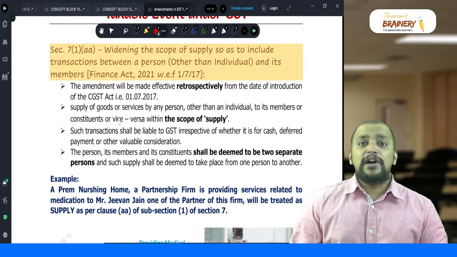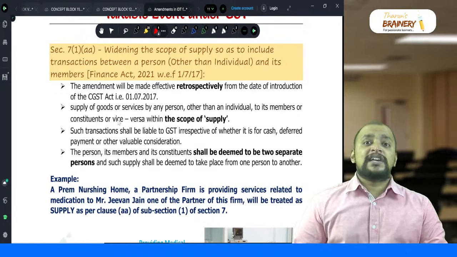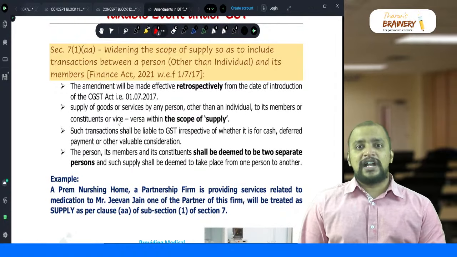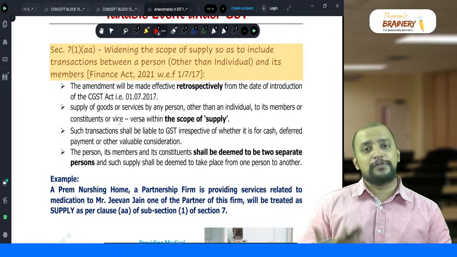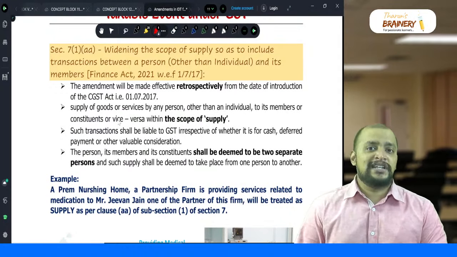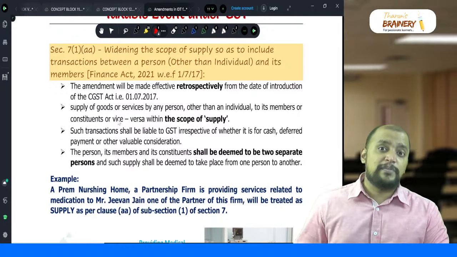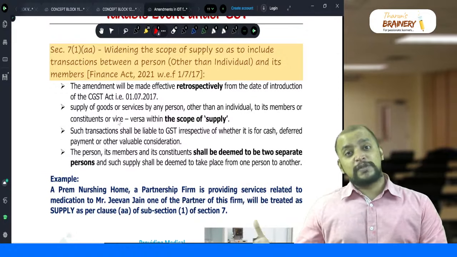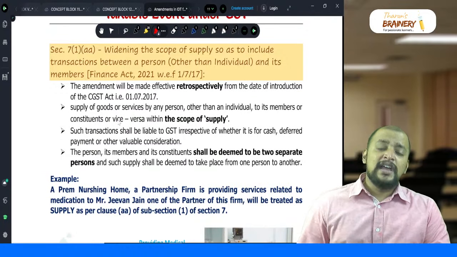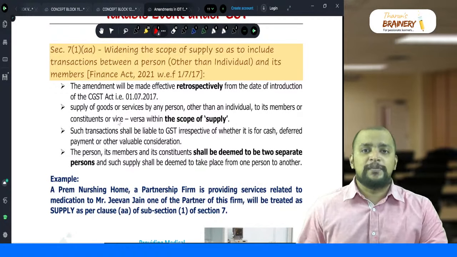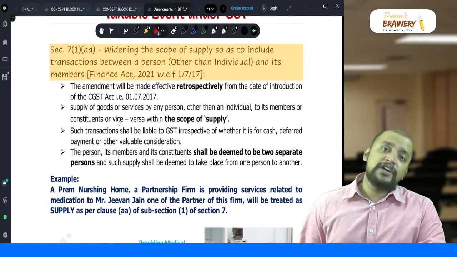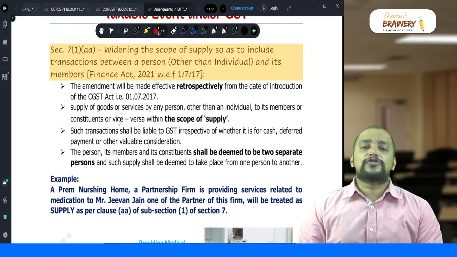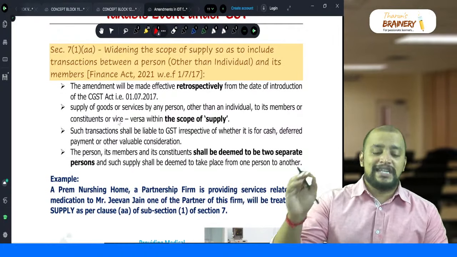Then a club or an association is providing services to its members. So will it come under supply? Yes. Of course it will come under supply. It was coming under supply also previously, but now also it will come under supply. But the only thing is, not just a club or association, but any person other than individual. And members providing any services to the company, a partner providing any services to the firm, for which the firm pays some money, or the firm providing any service to the partner, for which the partner pays the money to the firm. So that will also be coming under supply under 7(1)(aa).